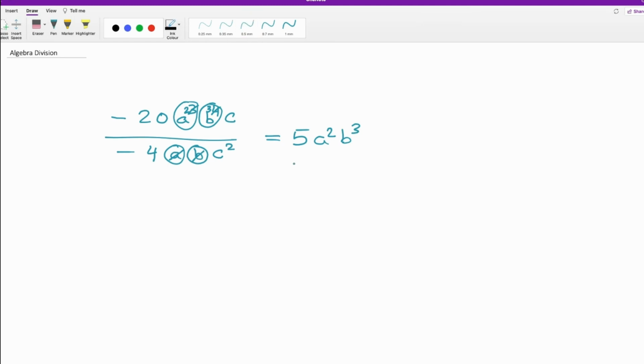Finally, let's have a look at the c's. We've got c divided by c squared. Now this time, the larger power is in the denominator. So c divided by c squared. Wherever the c squared is, that's where the c is going to remain. So one of those c's will cancel out with one of these c's. So there will be only one c remaining at the bottom. And that's how division works overall within algebra.